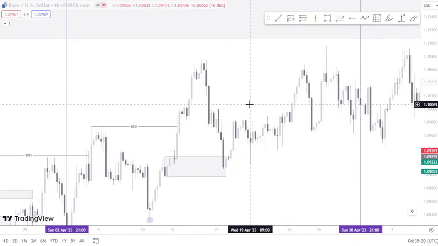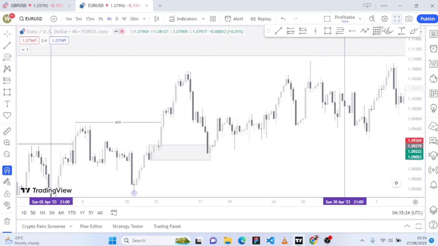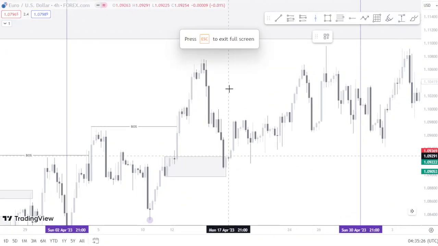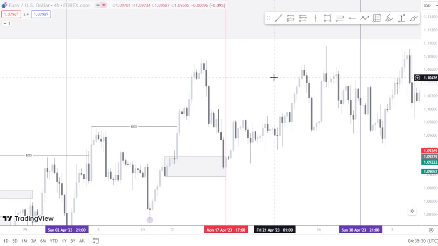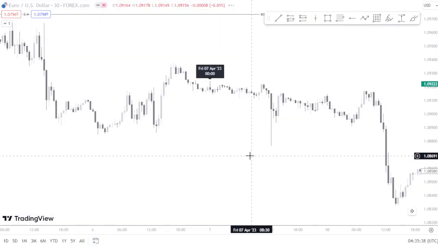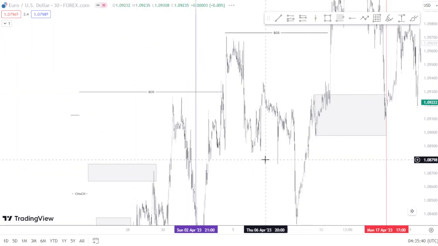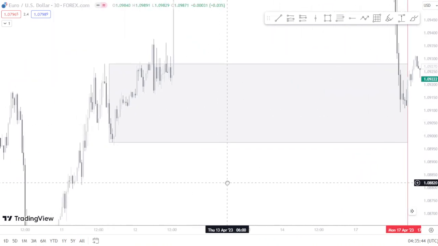So I would just go back to the 30 minutes time frame. So let me just draw a line here so that we know that this is where we are. Now make this red. So let's go to the 30 minutes time frame. Now we jump back to April 7th. Okay. Now, where are we? Where is that line? Okay, this is the line. And this is our supply zone.